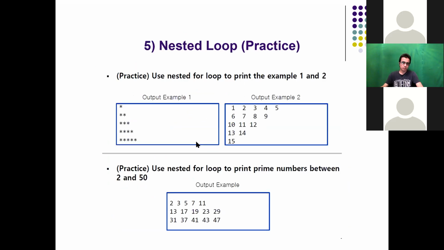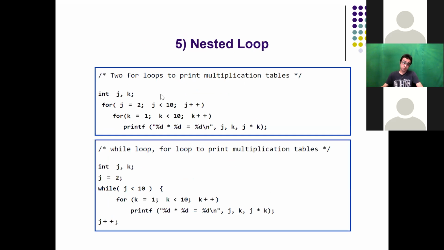Okay. So for example, here are two loops to print the multiplication tables. How will it look? You should print a multiplication table for each number from 2 until 10. So firstly, until 9.